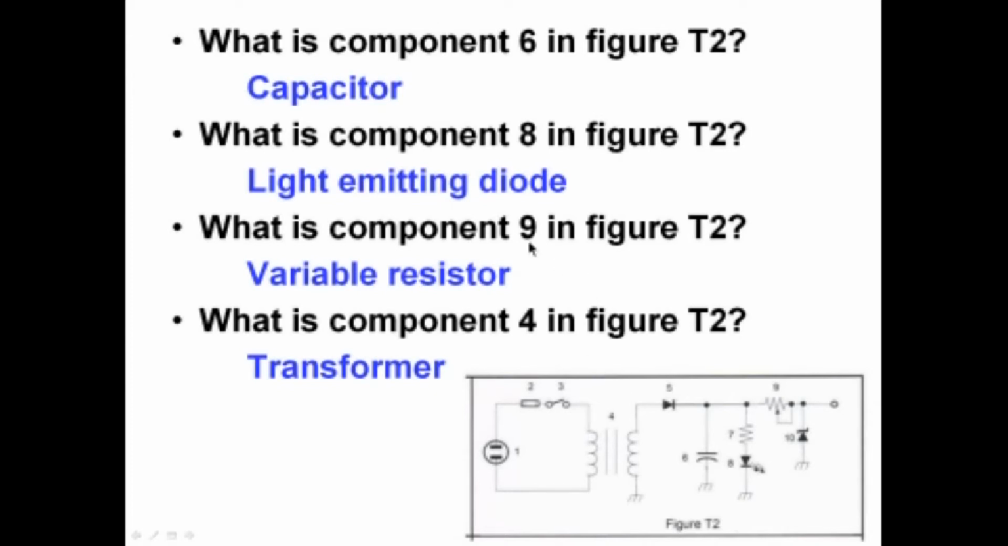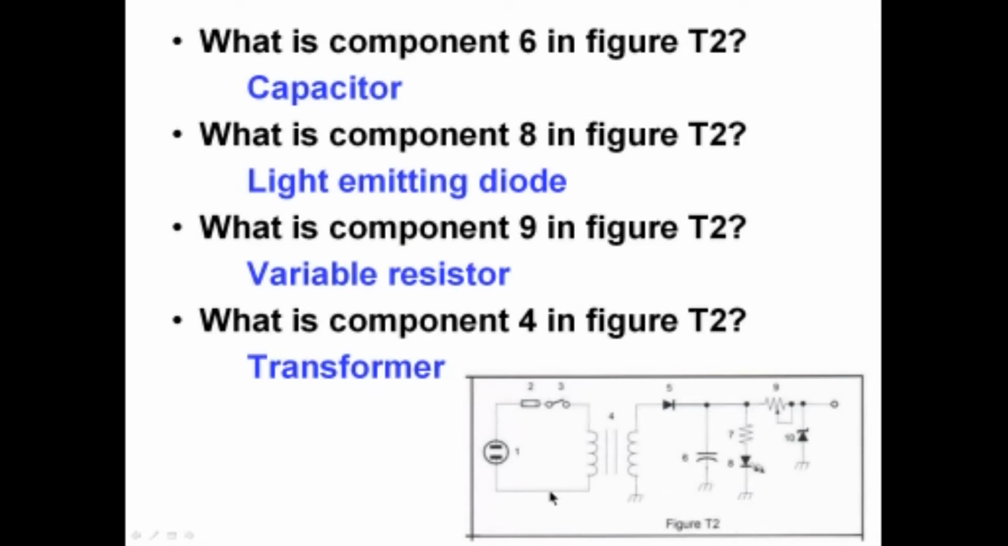What is component 9 in figure T2? It's a variable resistor. Here's our resistor. Okay, and here you can see how it's hooked up so that that slider can move across the resistor to change the value of it. Okay, a variable resistor. What is component 4 in figure T2?